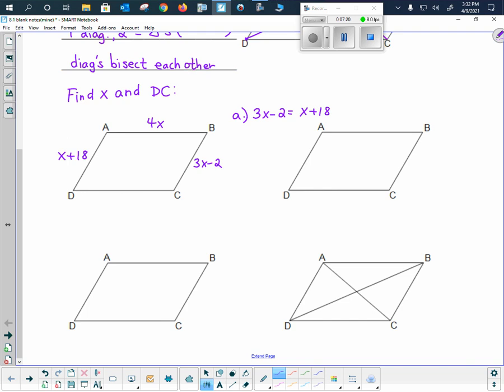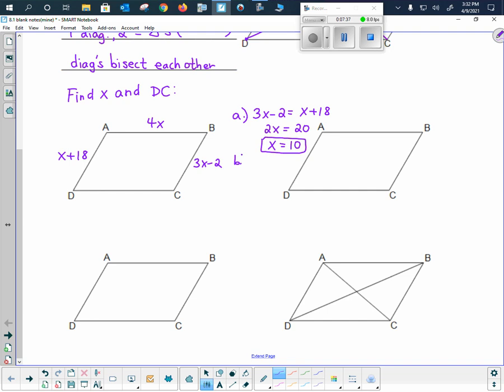All right, so if we solve this, back to our algebra, subtract x from both sides, I would have 2x. Add 2 to both sides, we'd have 20. Divide by 2, and x would equal 10. I'll box that because I did ask you to find x.